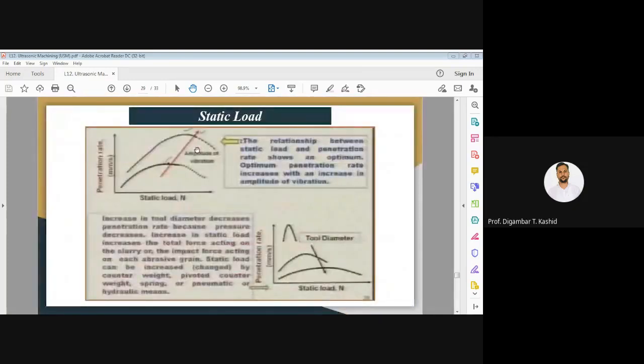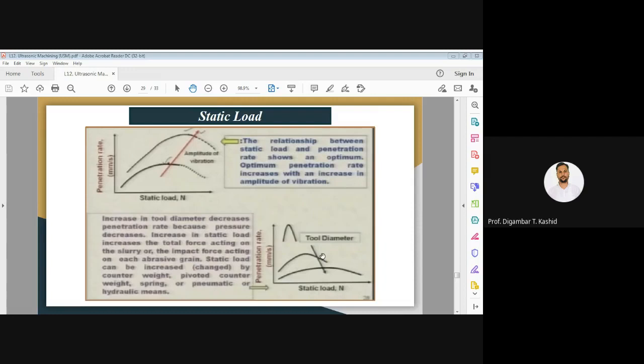Now again, if you vary the static load as well as the tool diameter, you can see this last diagram at the bottom. If you vary the static load as well as the tool diameter, then you will get this kind of relationship. As static load is increasing, penetration rate is also increasing, but beyond a certain or optimum value, as you have seen in the earlier figure also, it starts decreasing.